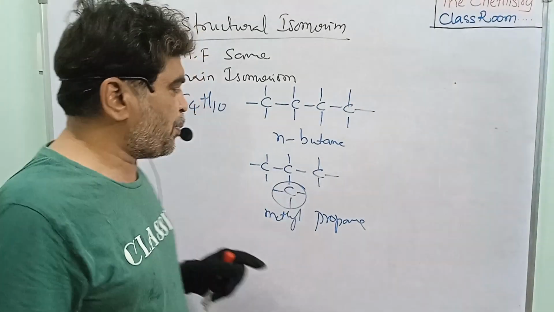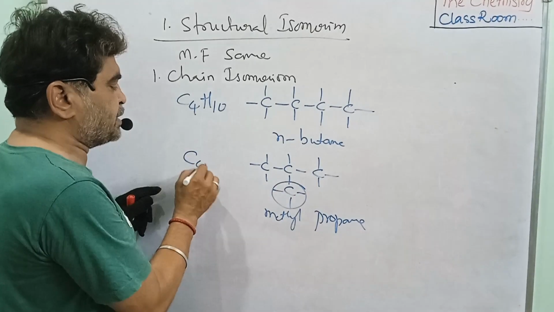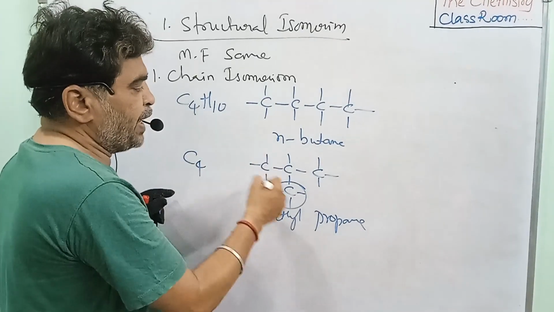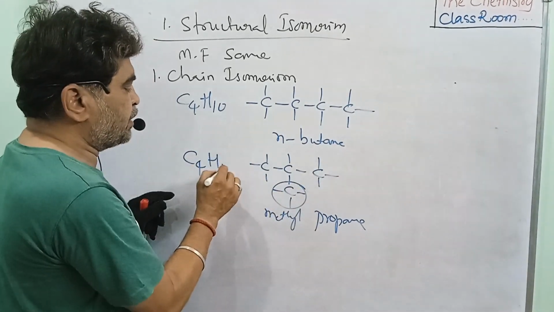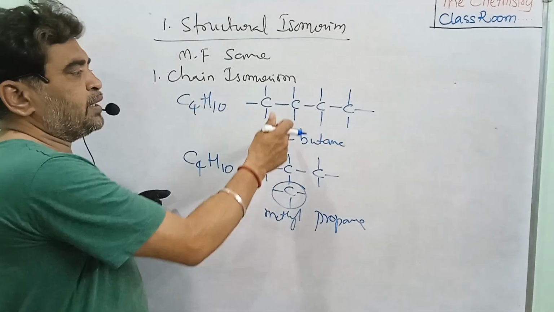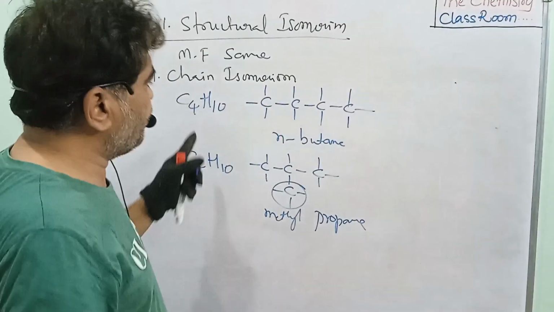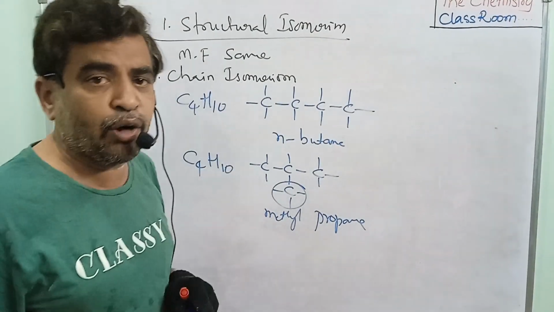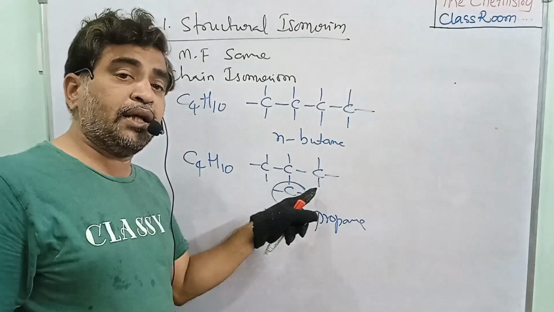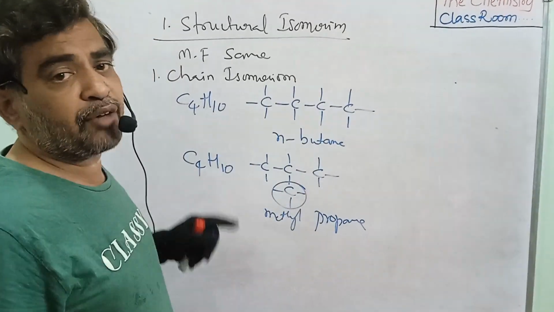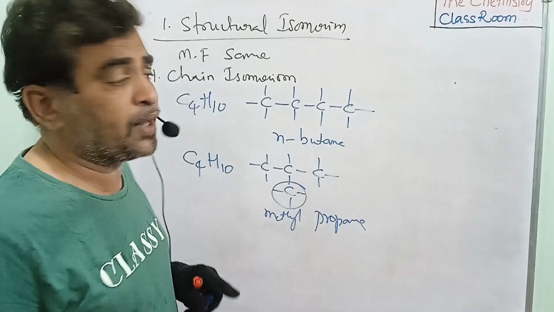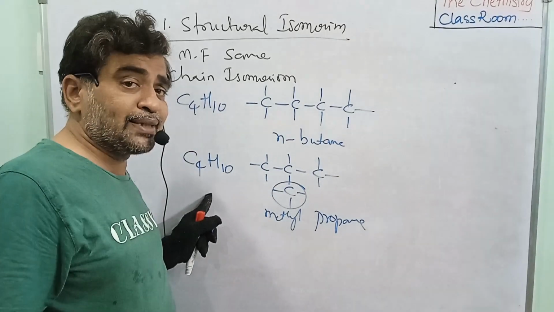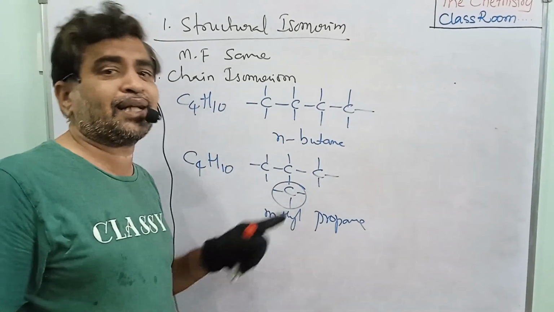In this methyl propane, if we count, how many carbons are there? C4. How many hydrogens? H10. In the first compound, n-butane, the molecular formula is C4H10. For the second compound also, the molecular formula is C4H10. Here the molecular formula is the same, but they differ in the structure.